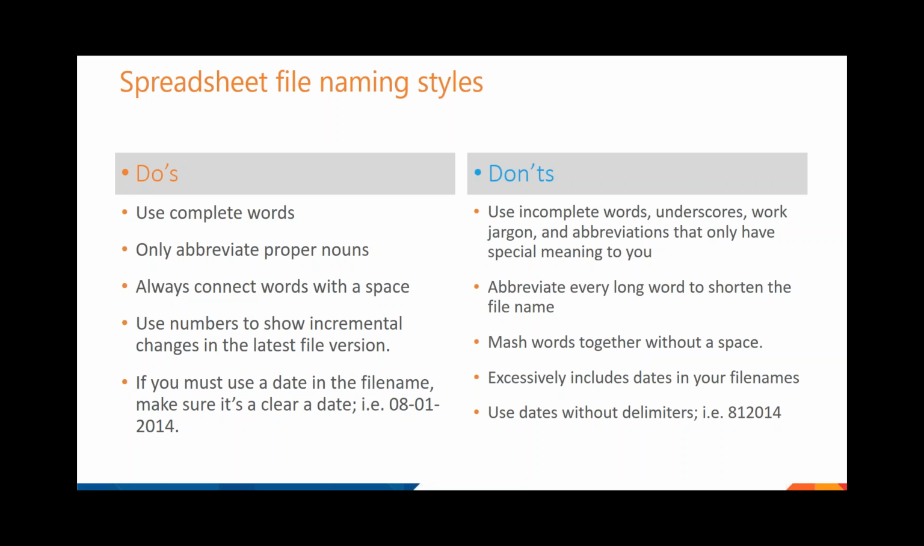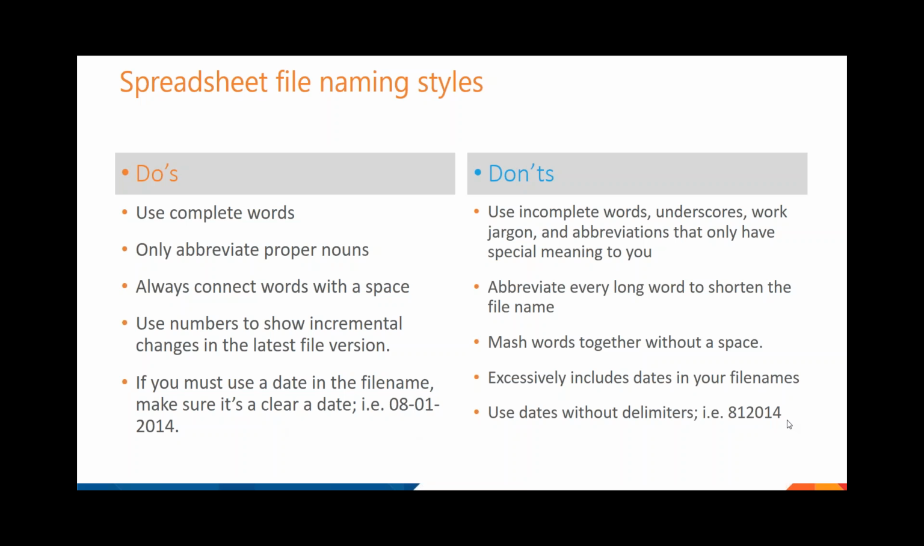We should use numbers to show incremental versions in the latest file changes, and we'll see an example of that in a moment. And I don't particularly like using dates in file names, but I understand the need for it. If you do use dates, make sure they're well delimited, and by that I mean, hopefully you can see my mouse here, we are using dashes to offset that date. We're not using just one string of numbers because that is not clear as to what it's doing.